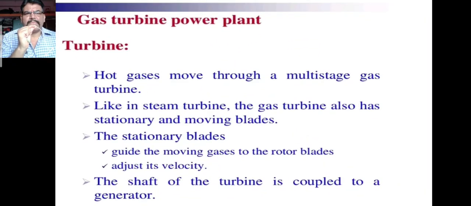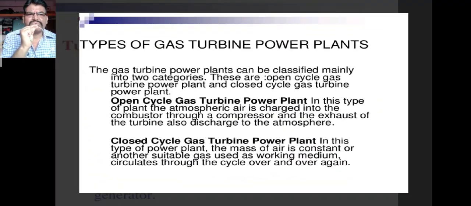The turbine. In the GTPP, hot gases move through a multi-stage gas turbine. Like in a steam turbine, the gas turbine also has stationary and moving blades. The stationary blades, also called fixed blades or nozzle, guide the moving gases to the rotor blades and adjust their velocity. The shaft of the turbine is always coupled to the generator, as we know.